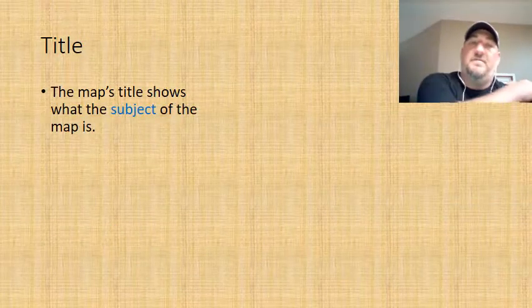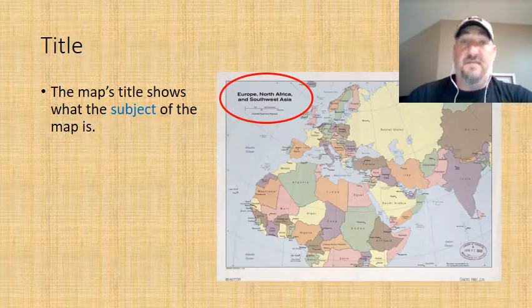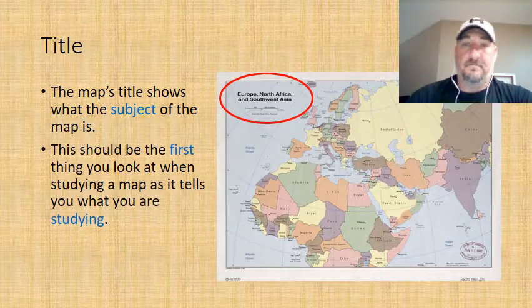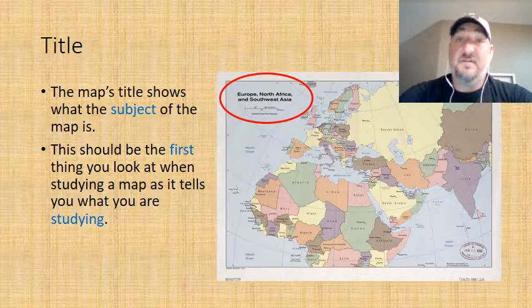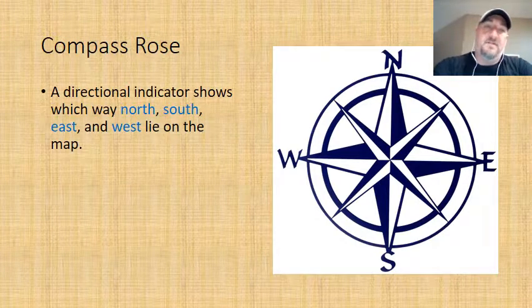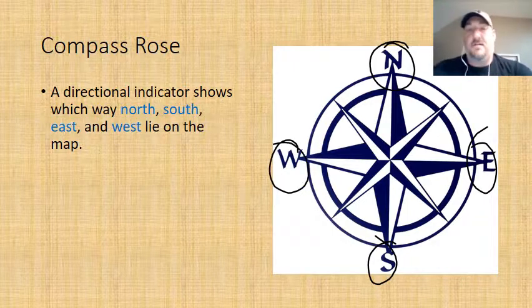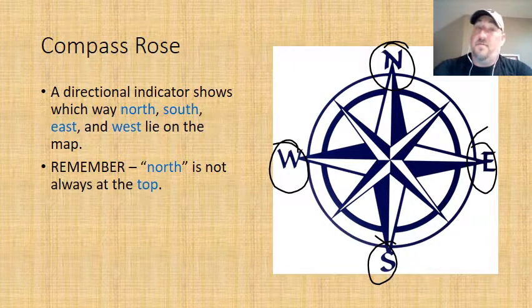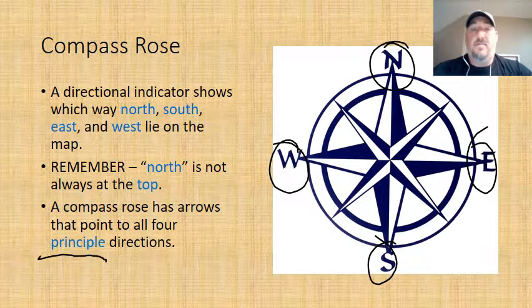The map's title shows what the subject of the map is. So as we're looking here, this is a map of Europe, North America, and Southwest Asia. This should be the first thing you look at when you're studying a map, as it tells you what you're going to be studying. And then we have our compass rose, a directional indicator, and it shows which way north, east, south, and west are on the map. Remember, north is not always at the top. And then it's going to have the 4 arrows that point to the 4 principal or main directions.